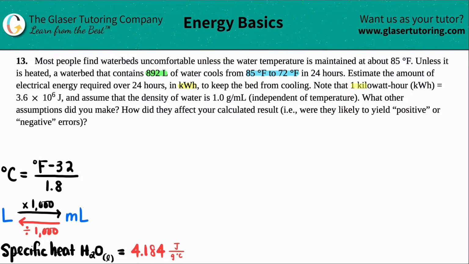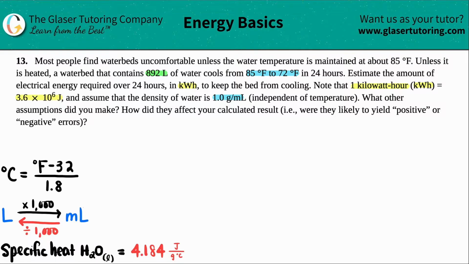Now note that 1 kilowatt hour, which is kWh, is about 3.6 times 10 to the 6 joules, and assume that the density of water is 1.0 gram per mL, and this is independent of temperature. What other assumptions did you make, and how did they affect your calculated result? So for example, were they likely to yield positive or negative errors?